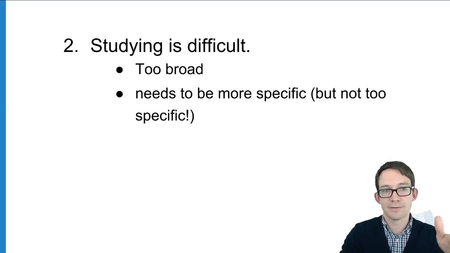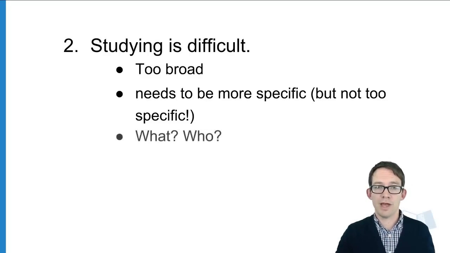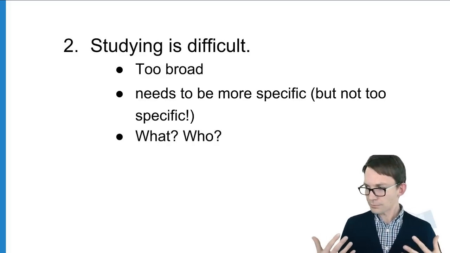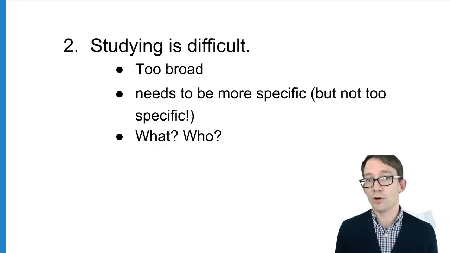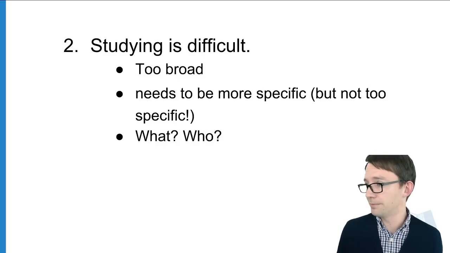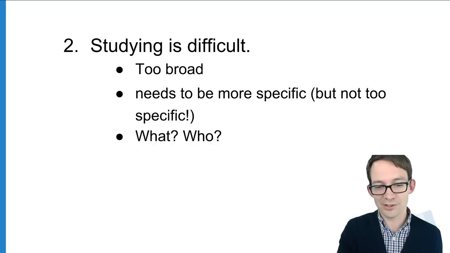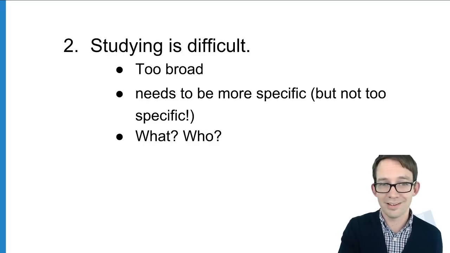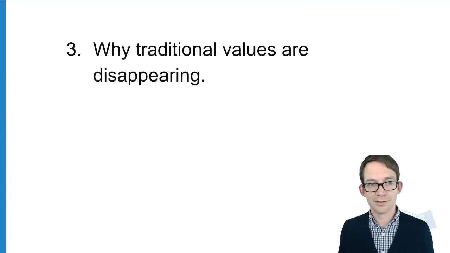Now, in this case, how can you make it more specific? You have to ask things like what and who. So studying is difficult. Studying what, for example, or difficult for whom? Who finds studying difficult? Okay, so again, number two, not a good topic sentence, but again, a common mistake that students make in their writing. So let's look at number three. Hopefully we'll do better with that one.